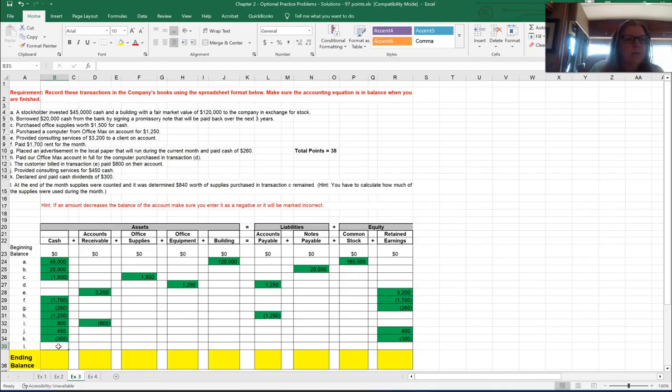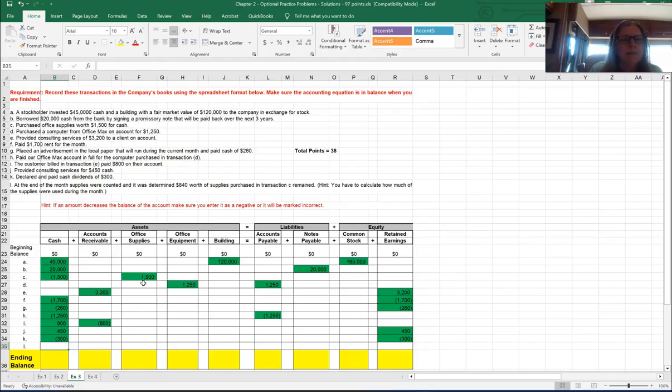And then in L, it says at the end of the month, supplies were counted, and it was determined that $840 worth of supplies remained from those purchased in transaction C. Remember, we purchased $1,500 worth of supplies.